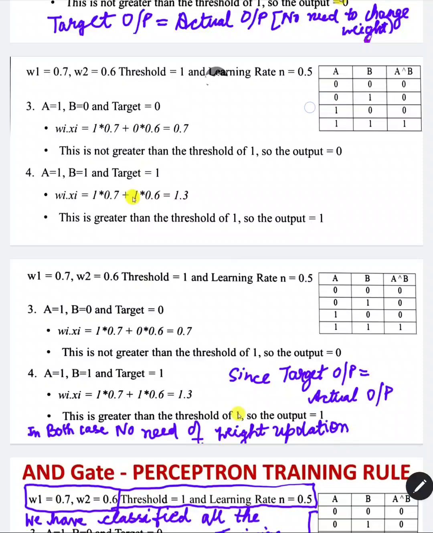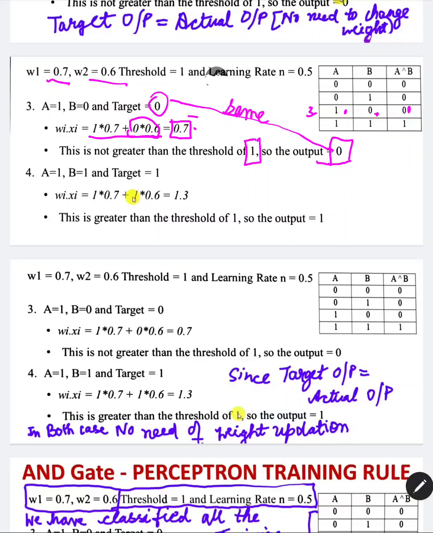The third training example shows the input as 1 for A and 0 for B. Now we will do the sum of WiXi, which is equal to 1 into 0.7 plus 0 into 0.6. So what do we get? 1 into 0.7 plus 0 into 0.6. So this becomes 0. We are left with 0.7. The target was 0. This is the target. And the threshold is 1. Since this actual output is less than the threshold, the output would be 0. So now the target output and the actual output are the same. So no change, no modification in weights.